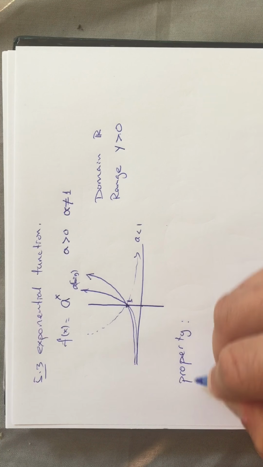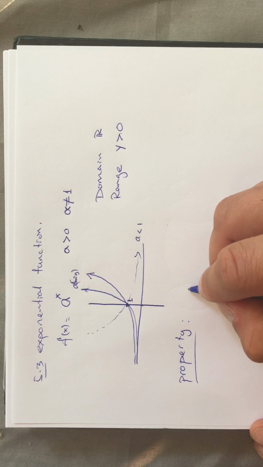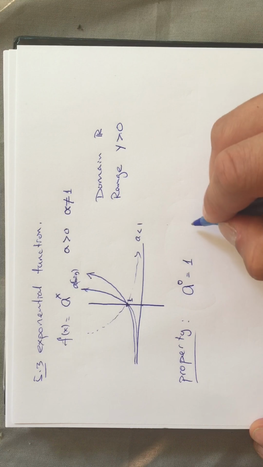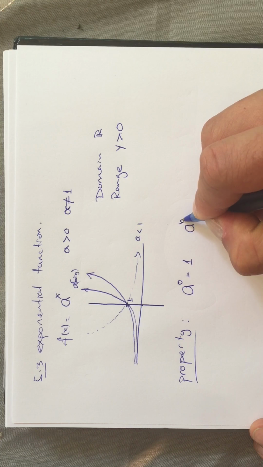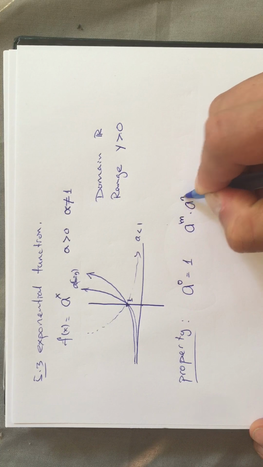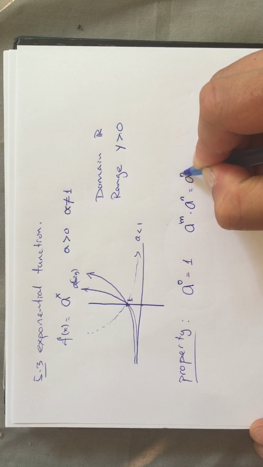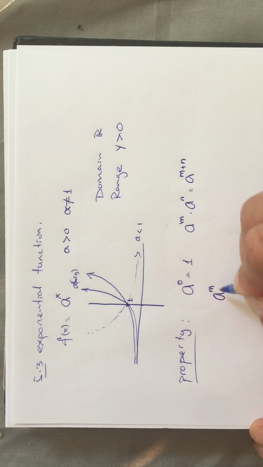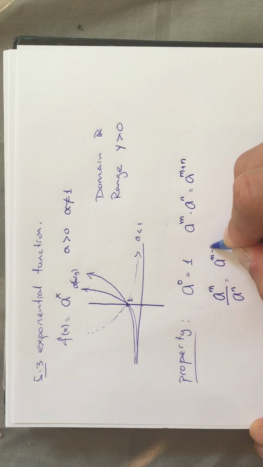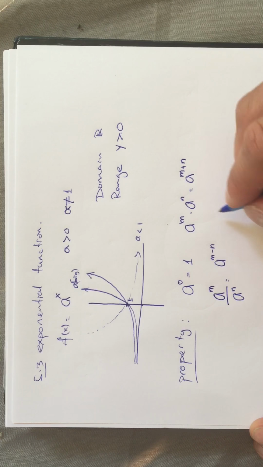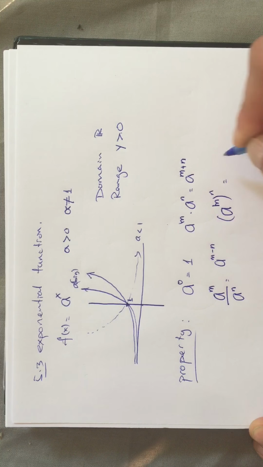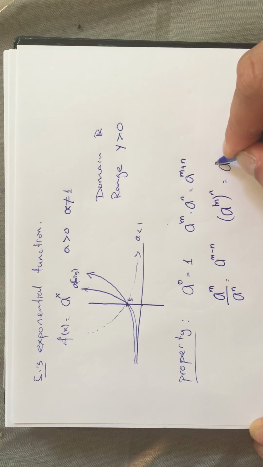Alright, some of the properties I want to remind you of. The properties of exponents are the following. a to the 0 is always 1. When you have a to the power m times a to the power n, what do you do with the power? You add the powers. But when a to the power m is divided by a to the power n, you use the top one minus the bottom one. Or when you have a to the power m and then to the power n, what you do is multiply them.